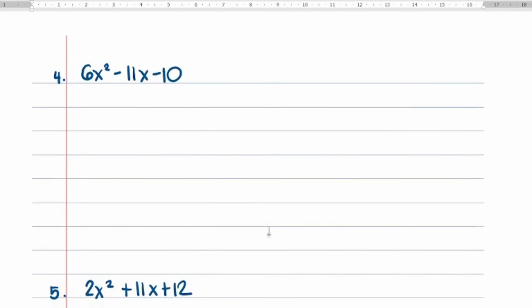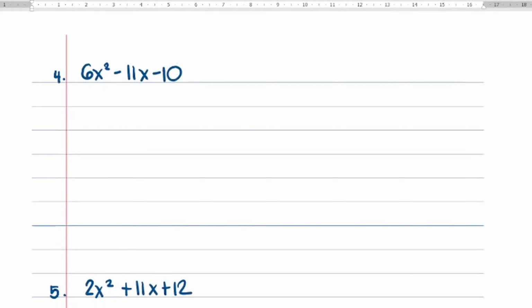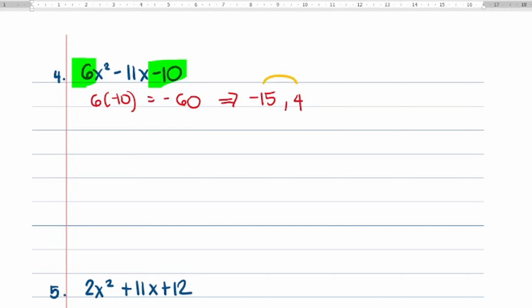For number 4, we'll just use AC method. Sige, AC method lang tani number 4. Our A is this and our C is this. So, that would be 6 times negative 10. So, negative 60. Unsa may factors ni negative 60 nga kung i-add kay mahimong negative 11? It would be negative 15 and positive 4. Let's check. Negative 15 times 4, that's negative 60. Right? Nga kung i-add po na to, negative 15 plus positive 4, that would be negative 11. So, very good. Mao niya itong ka-factors nga gipangita.